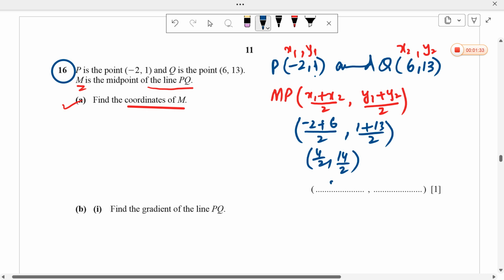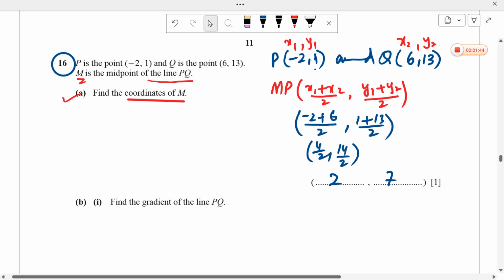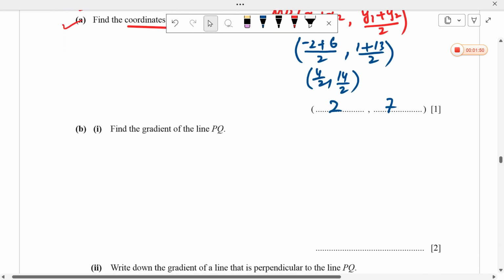Now 4 by 2 is 2, and 14 divided by 2 is 7. The coordinates of the midpoint is 2, comma 7. It's very simple. The formula of midpoint, you know very well, is x1 plus x2 upon 2 and y1 plus y2 upon 2.